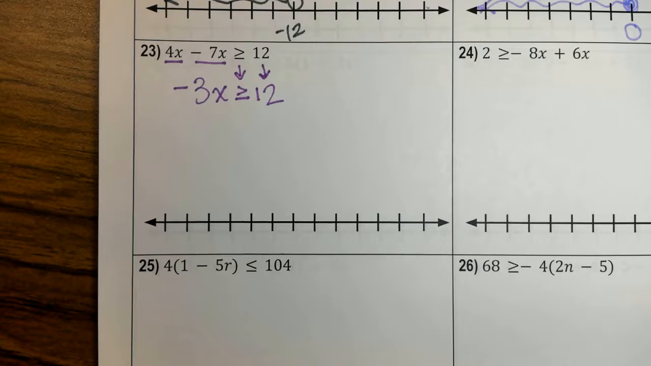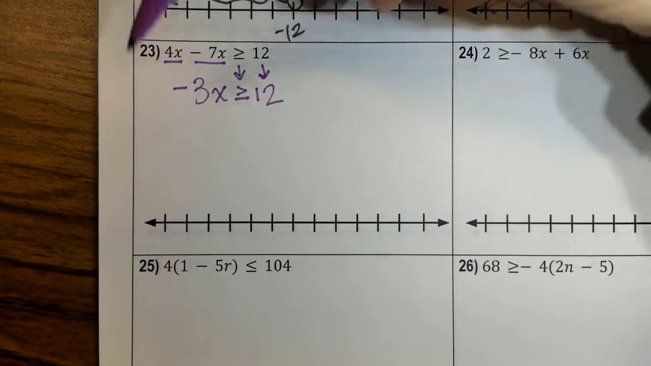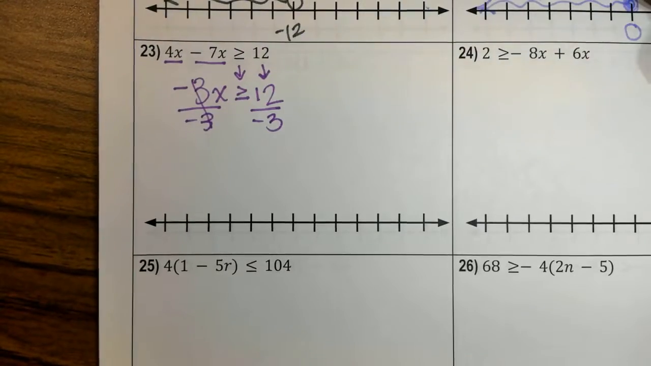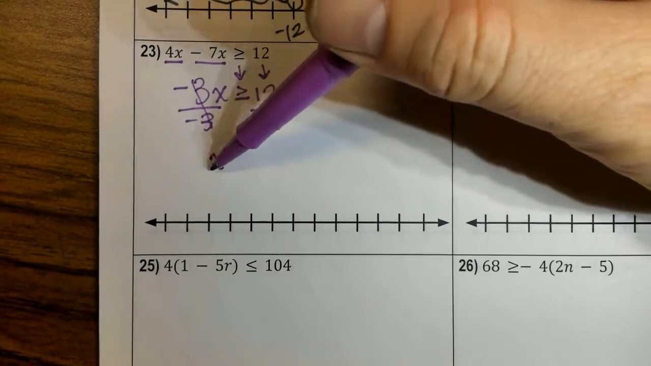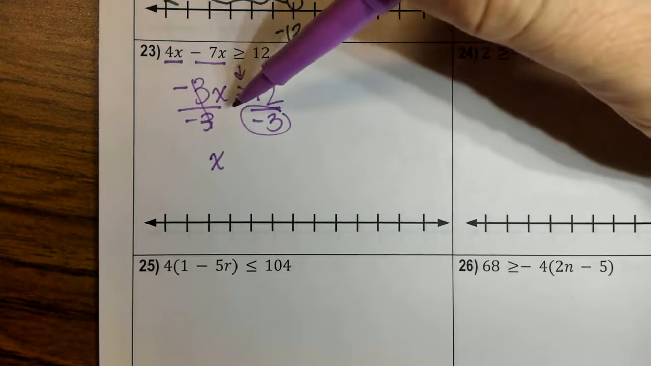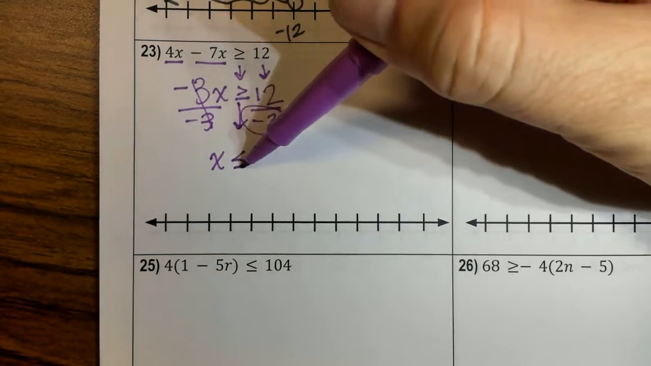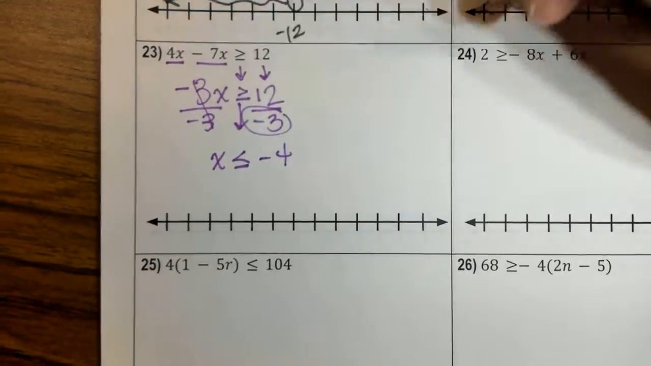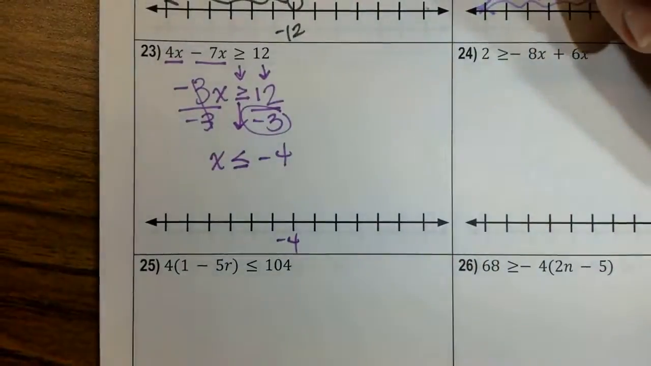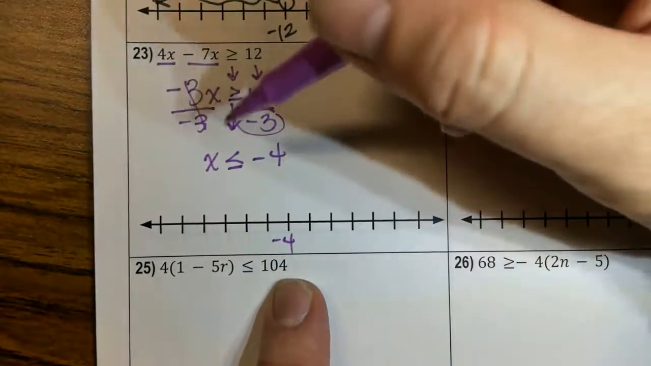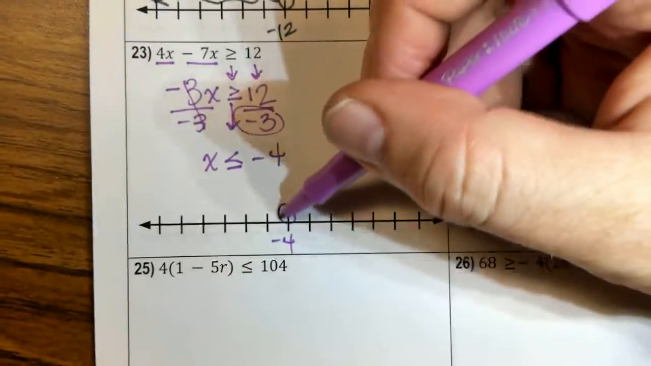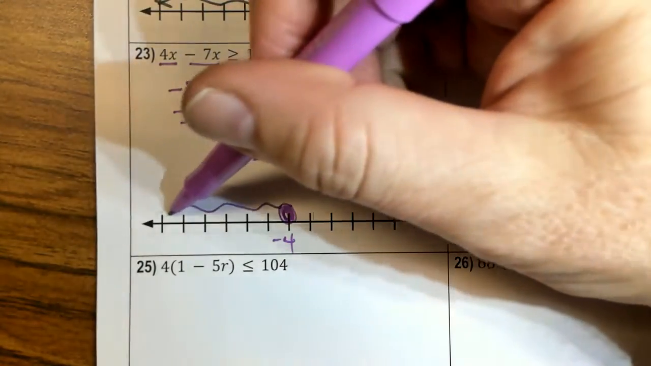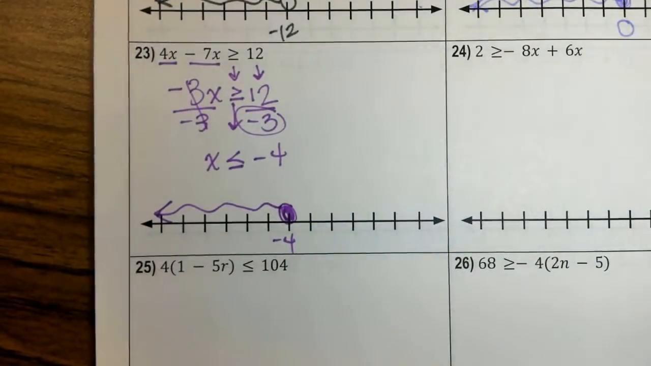Okay, and now, if you guessed divide, you are correct. I divide by negative 3. So my x is right here. And look, I divided by a negative, so my symbol now has to change direction. And then I do 12 divided by negative 3, it's negative 4. So I write my number anywhere I want. And underlined is a closed circle, right? And less than goes left. And I'm done.